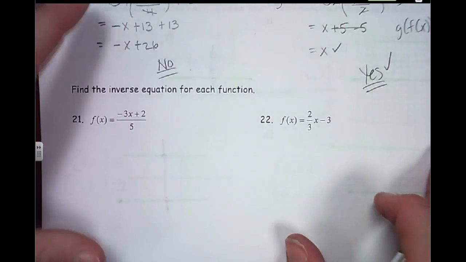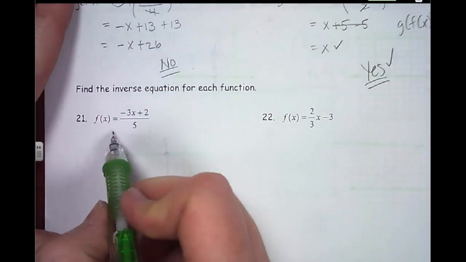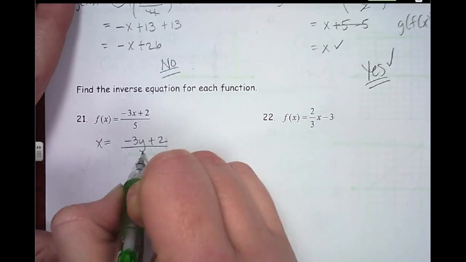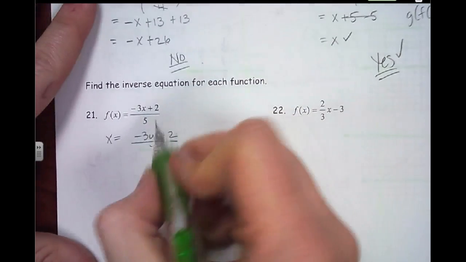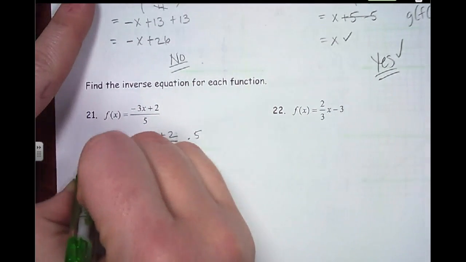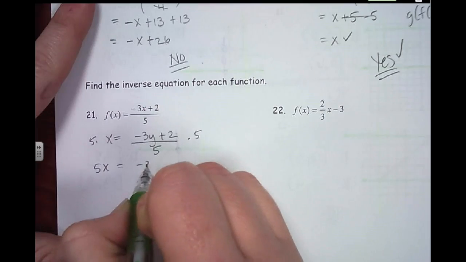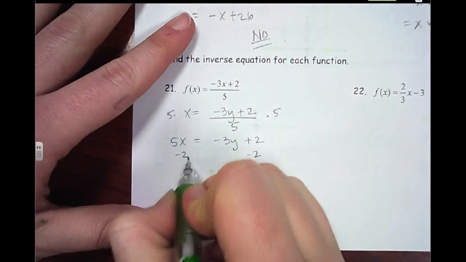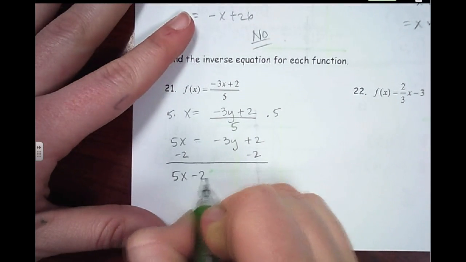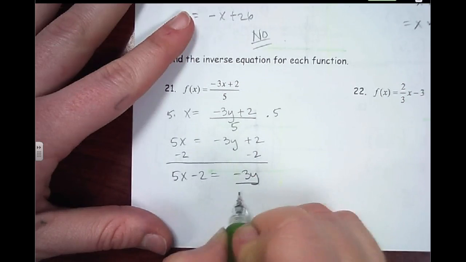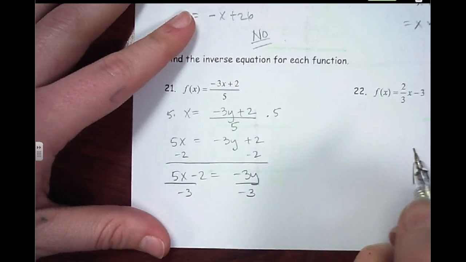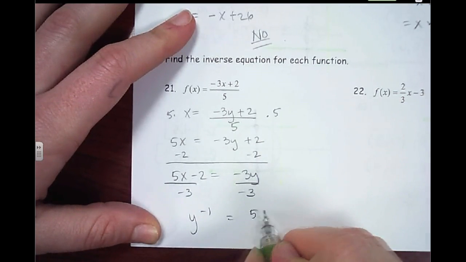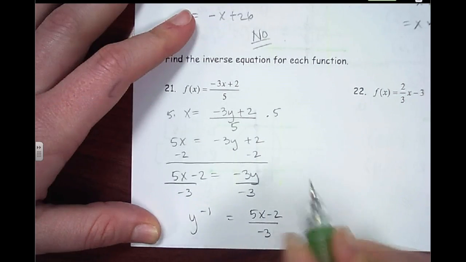Number 21, find the inverse equation for each function. So first thing I'm going to do is switch x and y. x equals negative 3y plus 2, divided by 5. I'm going to get y by itself, so multiply by 5. 5x equals negative 3y plus 2. Subtract the 2. 5x minus 2 equals negative 3y. And divide by negative 3. So y inverse equals 5x minus 2 divided by negative 3.